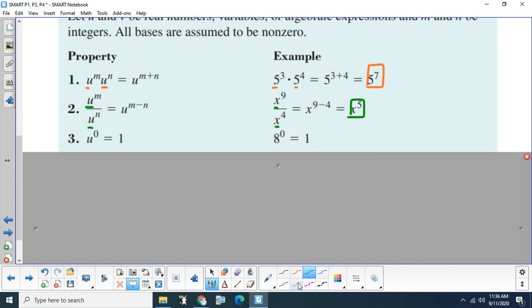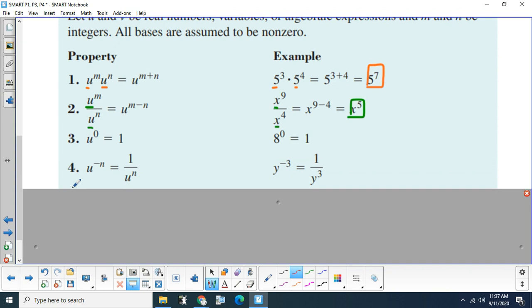The third property is known as the zero property, or the property of 0. And this one just says, hey, anything to the power of 0 is 1. 8 to the 0 is 1. M to the 0 is 1. Anything to the 0 power is 1. We can take a look at that in class discussion if you'd like to know why that occurs.